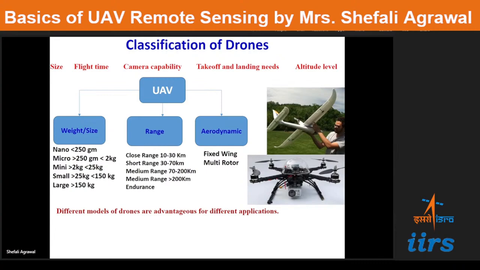Then based on the aerodynamics, we have two categories: the fixed wing, and the rotary or multi-rotor drones. Fixed wing drones are just like your aircraft, as you can see in this figure. It has a fixed wing and it flies like an aircraft. It needs a landing and takeoff space. Multi-rotor is more like a helicopter, which can take off and land from anywhere.